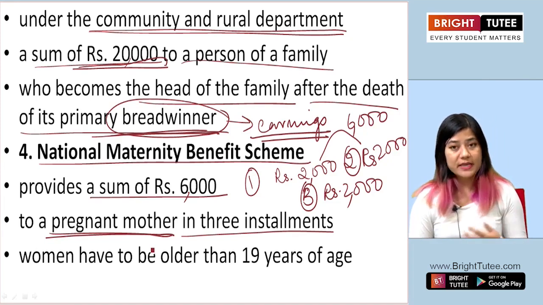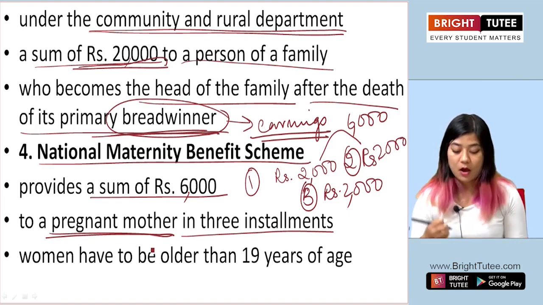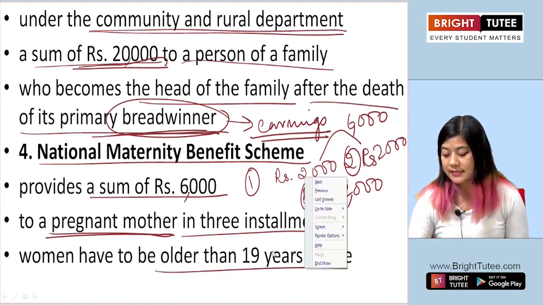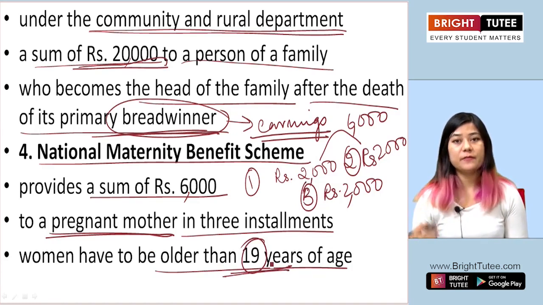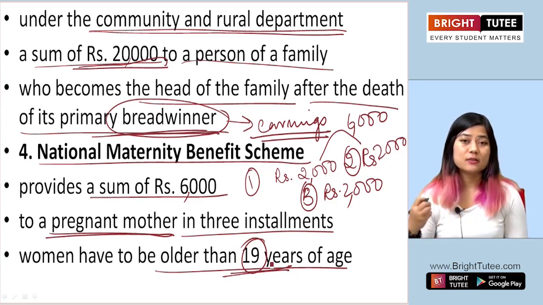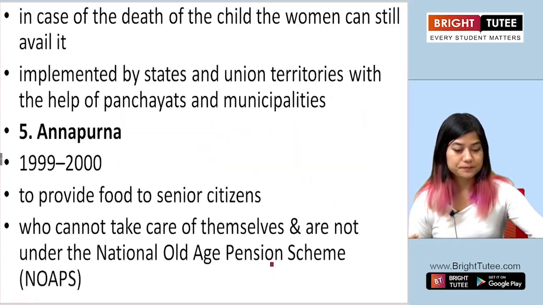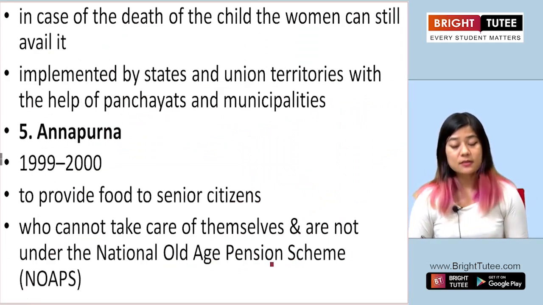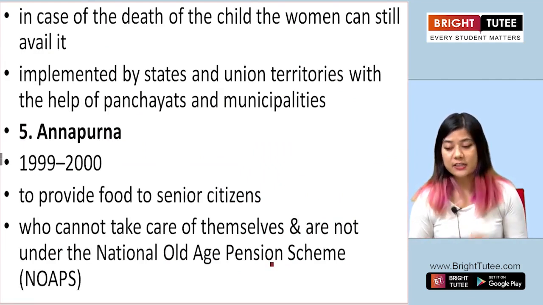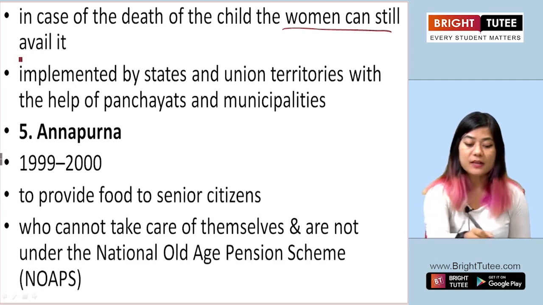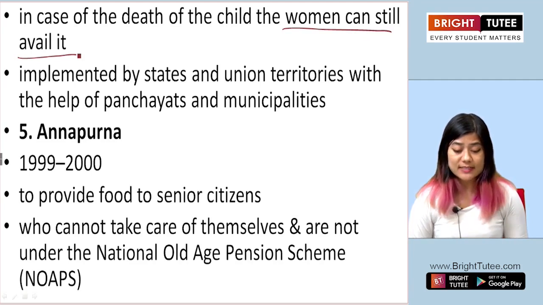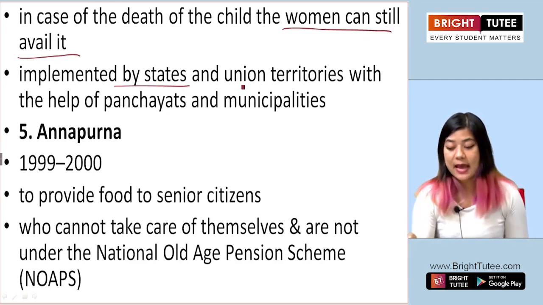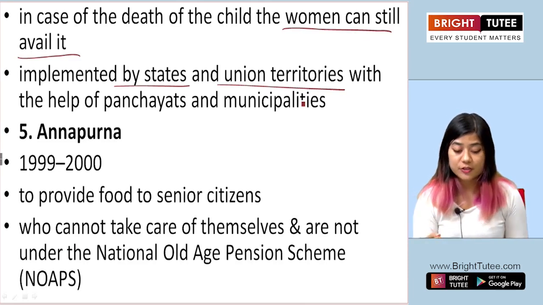Okay. Now, to be able to avail of this scheme, a woman has to be older than 19 years of age. If she is below 19 years of age, then she would not get to avail this scheme. Now, in case the child of the pregnant woman dies, in such cases the woman can still avail this sum of money. Now, this scheme is implemented by states and union territories within our country with the help of panchayats and municipalities.